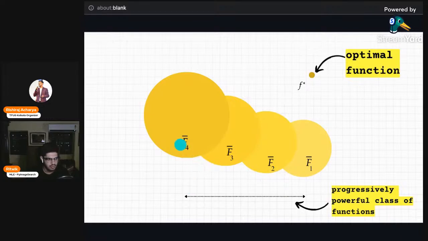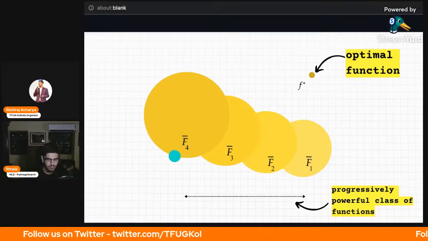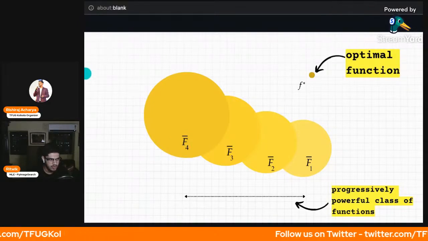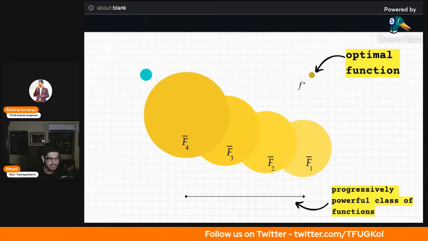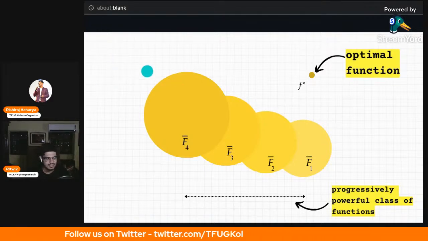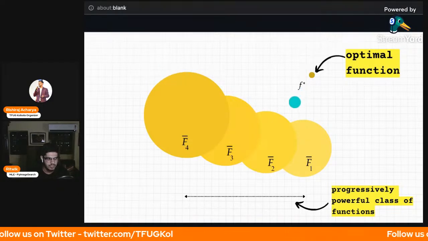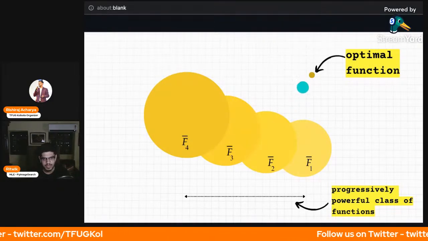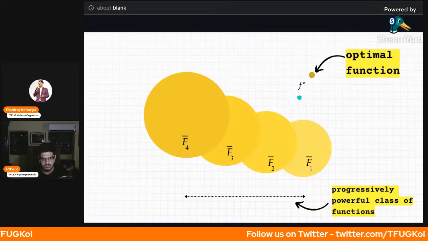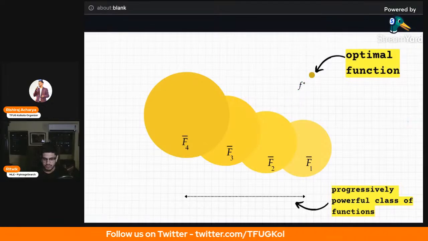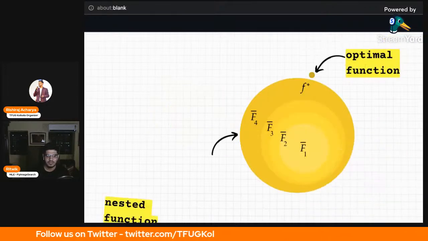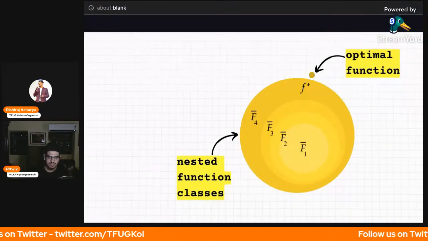But if I ask you where f5 bar is going to be, you'll say somewhere around here, right? And then f6 will be somewhere around here. And what is going to happen is that it will drift further and further from approximating the optimal function, right? So what's the solution? How do we solve this?